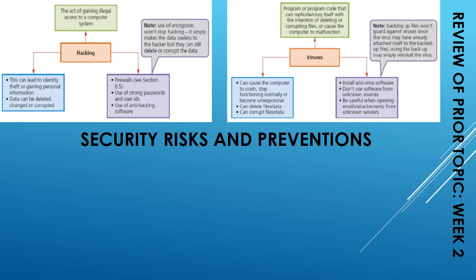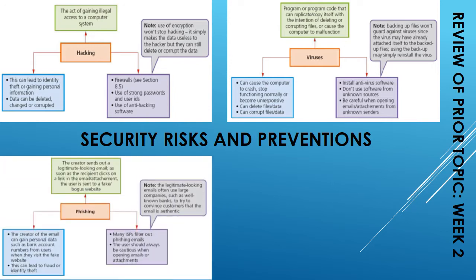Viruses. Programs or program codes that can replicate or copy themselves with the intention of deleting or corrupting files or causing the computer to malfunction are known as viruses. Viruses can be prevented by installing antivirus software. You should not use software from unknown sources. They can be contagious with viruses. And you need to be very careful when opening email attachments from unknown senders.